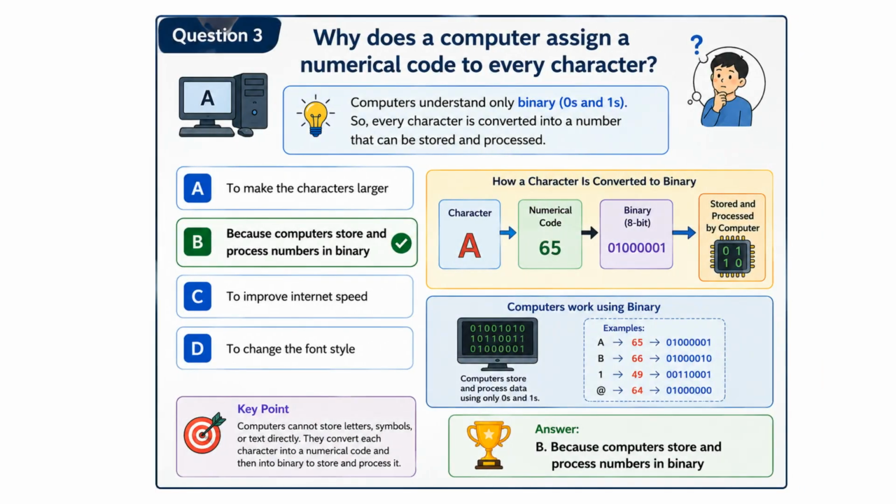Why does a computer assign a numerical code to every character? The answer is simple. Computers do not understand letters, numbers, or symbols directly. They only understand binary, which is made up of zeros and ones. So, every character is first assigned a numerical code. For example, the letter A is given the code 65. That number is then converted into binary, 01000001. This binary value is what the computer stores, processes, and transmits.